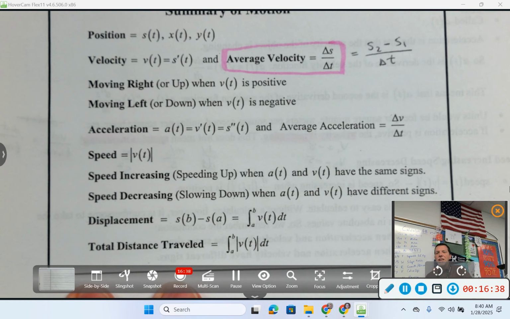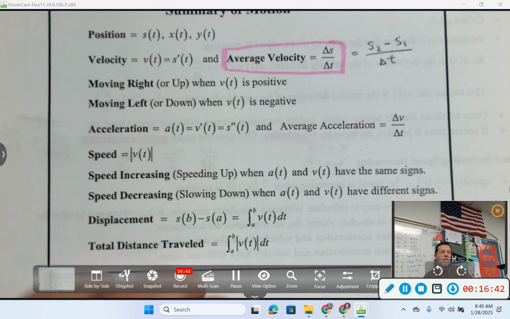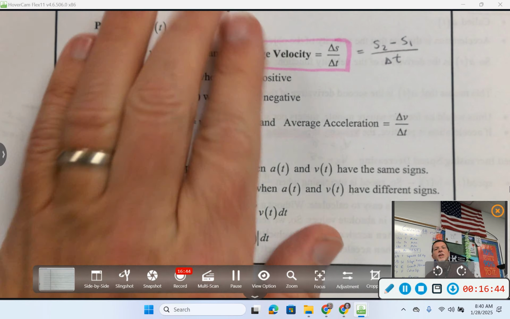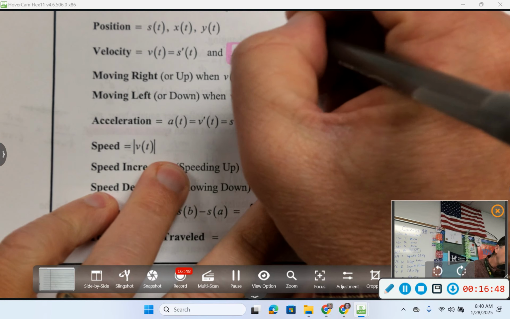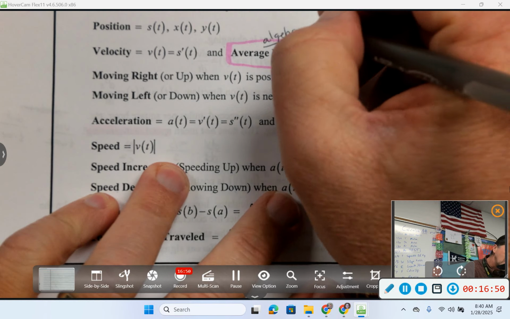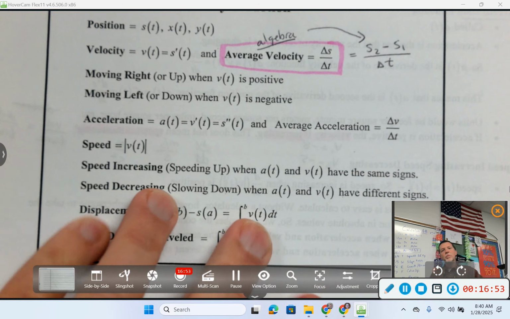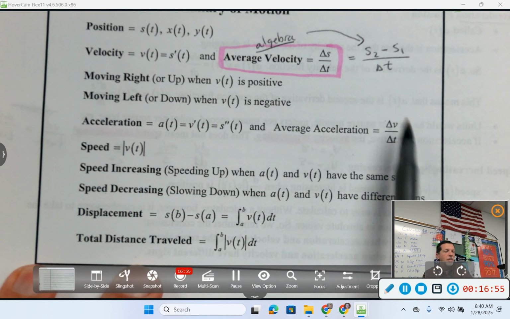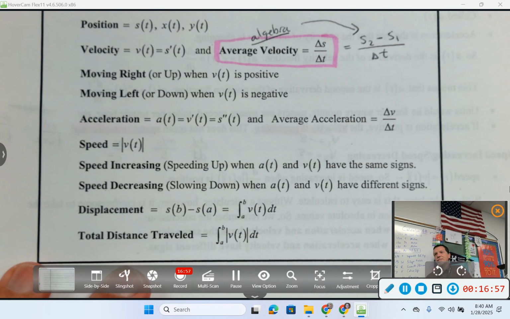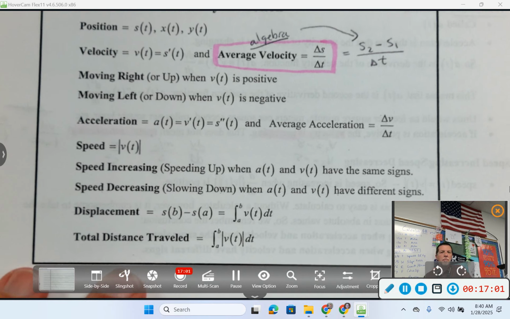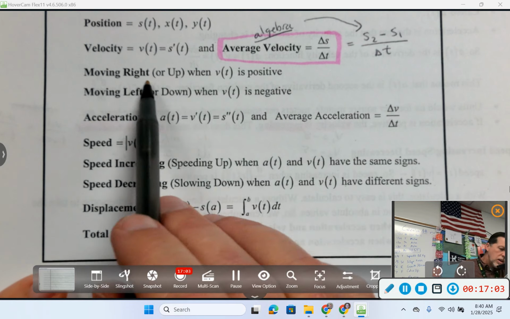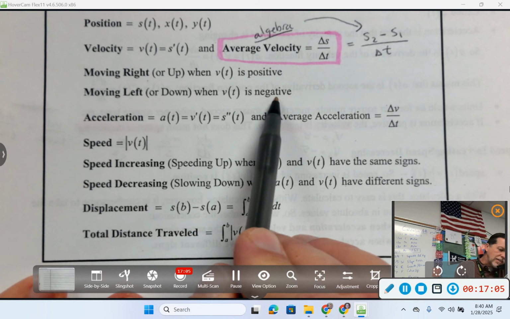So you don't need a derivative for average velocity. That's what gets people. They see velocity and they think derivative, but average velocity, you could almost think algebra velocity, and then just use the good old slope formula, or velocity when you first learned it in middle school. Change in distance over change in time. Moving right is positive, moving left is negative.